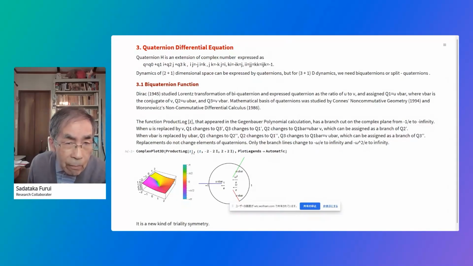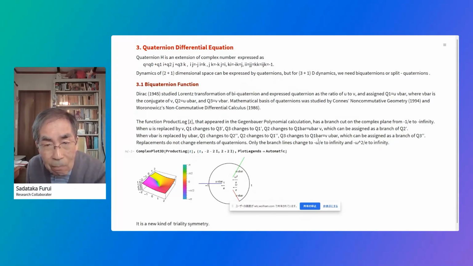And when the v bar is replaced by u bar, q1 changes to q2 prime, and q2 changes to q1 double prime, q3 changes to q1 bar equal to v u bar, which can be assigned as a branch of q3 double prime. And replacement does not change the elements of quaternions, and only the branch lines change from minus 1 over e to minus omega over e, or minus omega square over e.